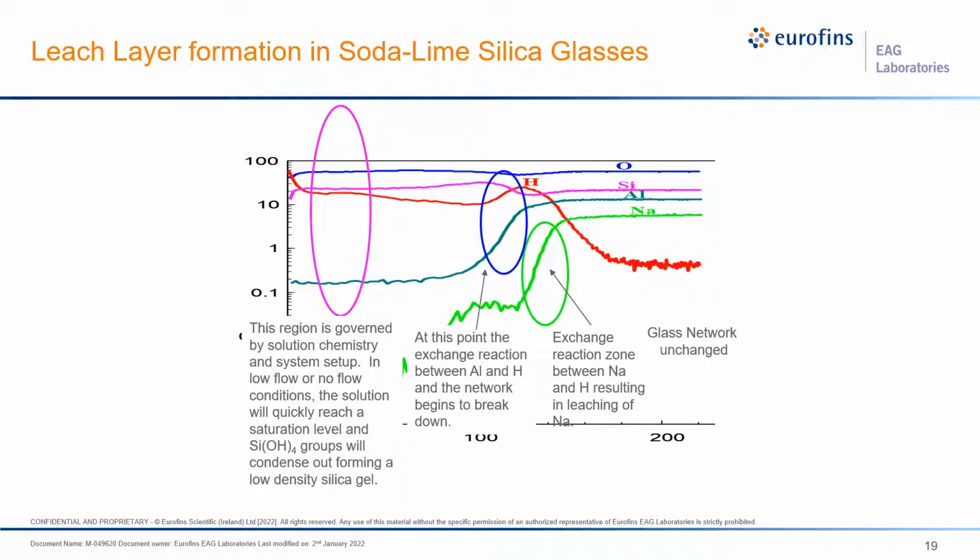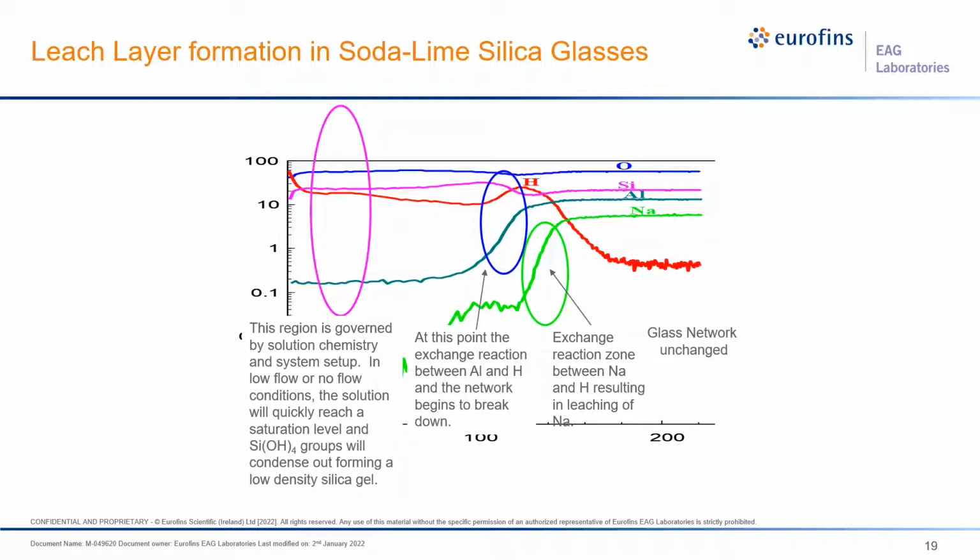And because of the SIMS profile, you can actually see what is happening deeper into the material. At this point, for example, we see the exchange reaction between aluminum and hydrogen has stopped, and the network starts to break down right where this change of aluminum is, and the hydrogen is peaking. And deeper into that is the exchange zone between the sodium and hydrogen, again leaching of the sodium into the solution.